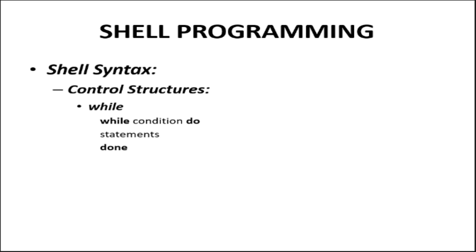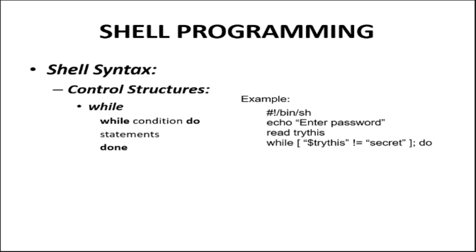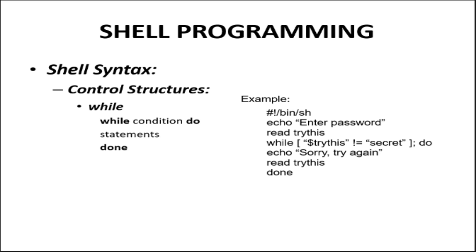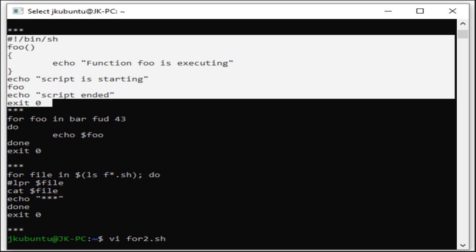For example, I will show you the line of code for a poor password checking program. I am writing the while condition like this: while $try not equals secret. If the condition is true, it will enter the loop and execute the lines of code in the while loop, and it will come out if the condition is not satisfied. Now I will show you the output in the terminal.